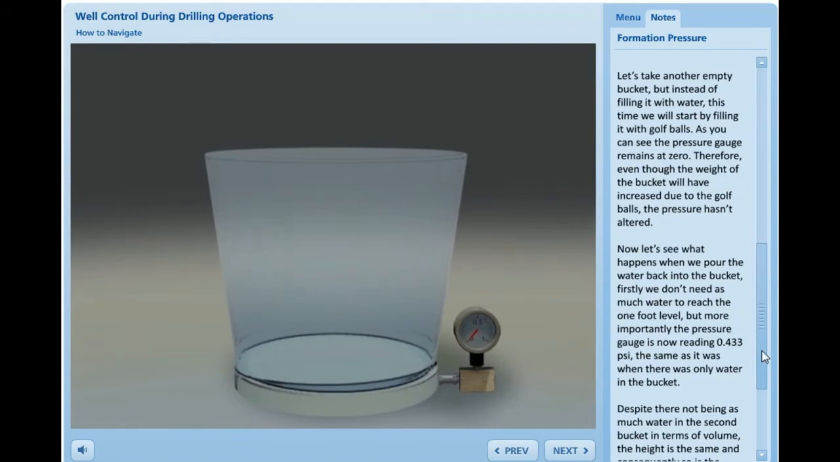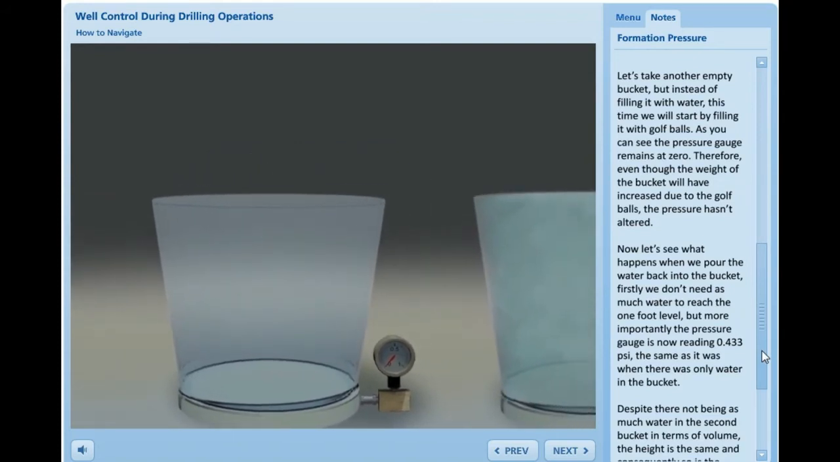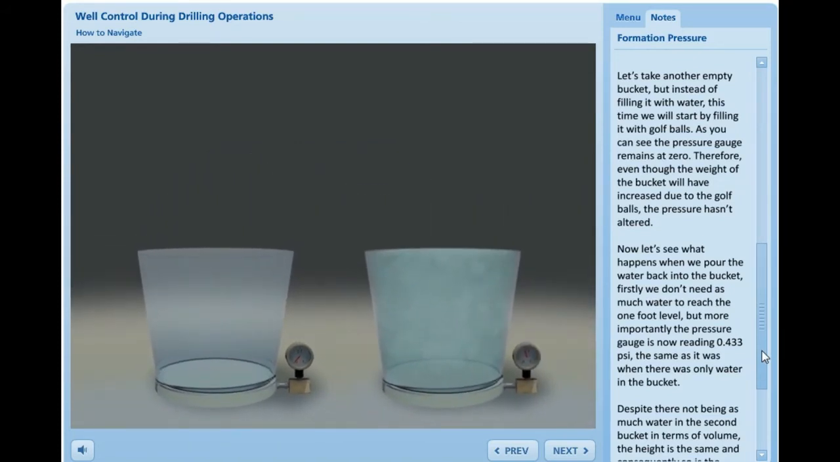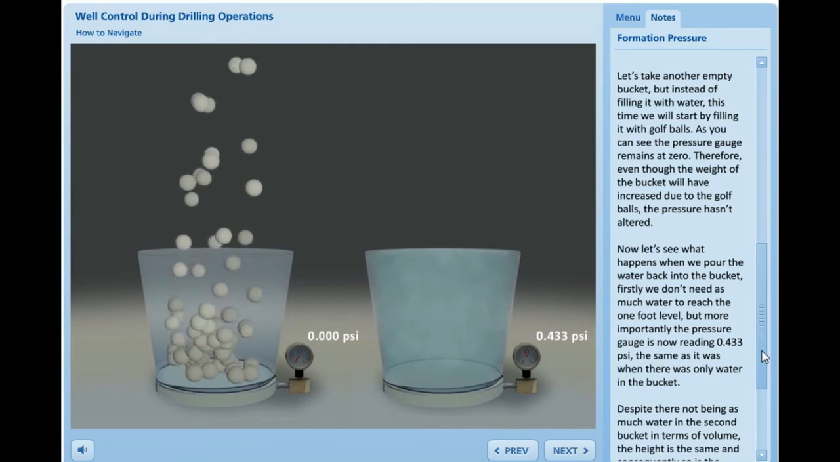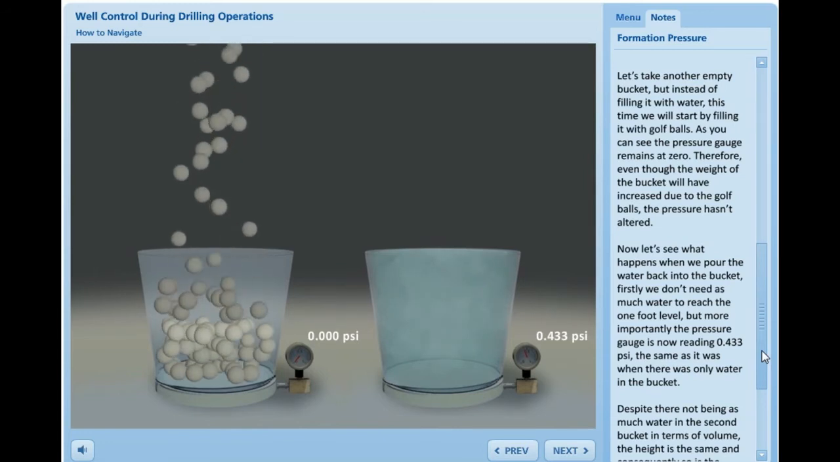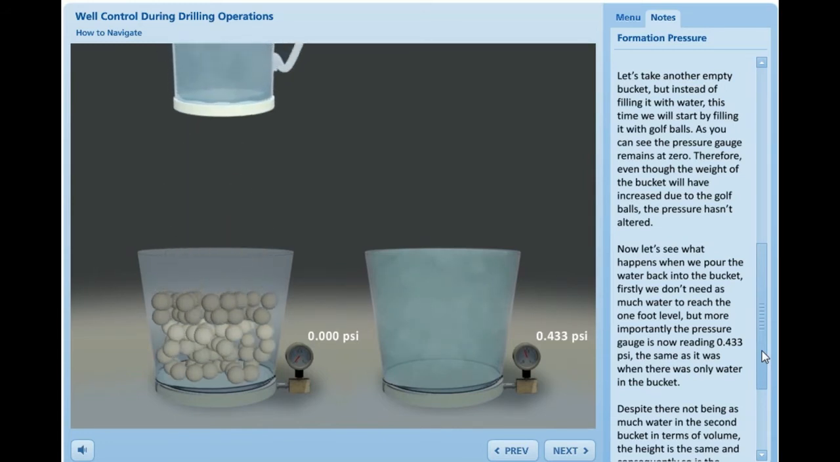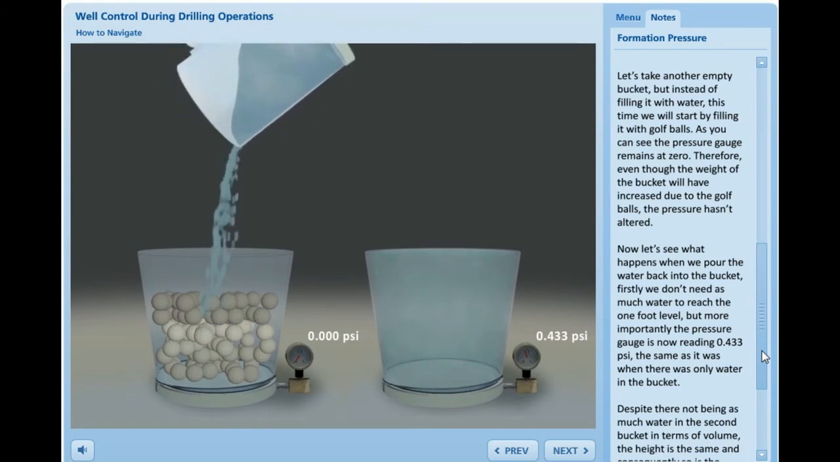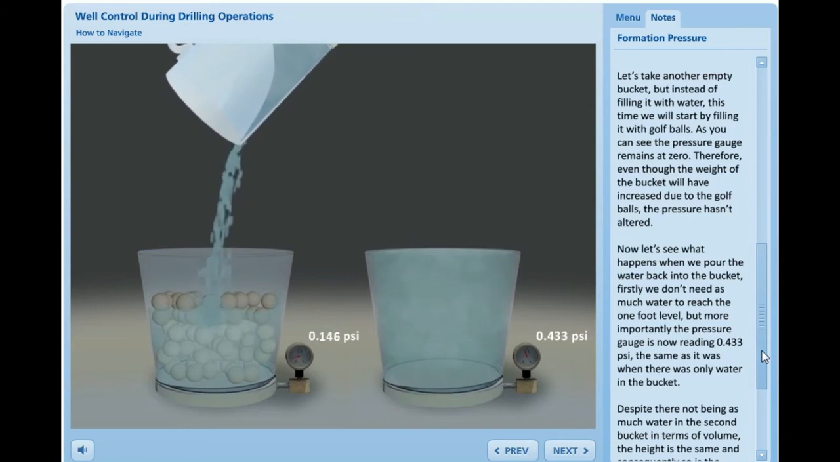Let's take another empty bucket, but instead of filling it with water, this time we will start by filling it with golf balls. As you can see, the pressure gauge remains at 0. Therefore, even though the weight of the bucket will have increased due to the golf balls, the pressure hasn't altered. Now let's see what happens when we pour the water back into the bucket.